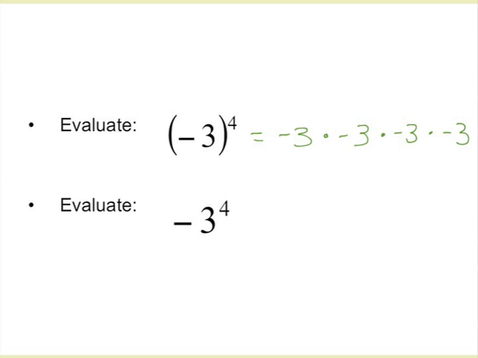When we do that, we get 4 negatives, so that makes it positive 81. When we do not have the parentheses there, that means that we have a -3 multiplied 4 times. The negative does not take on the exponent. An exponent is only applied to whatever is closest to it. So the exponent is applied to the 3, but not the negative. In the previous one, it's applied to the negative as well because they're all grouped together there. Okay? So in this one, there's only 1 negative. So our answer is -81.